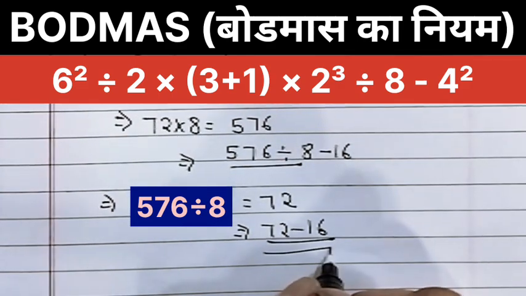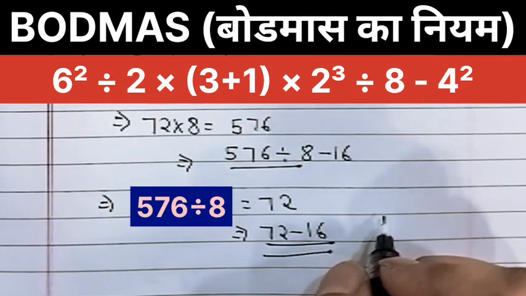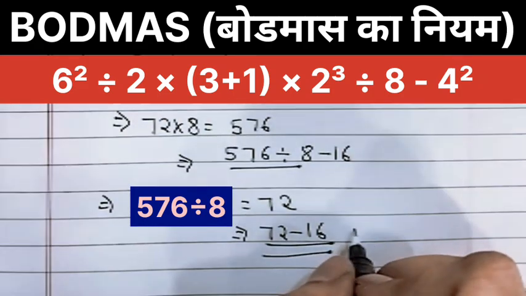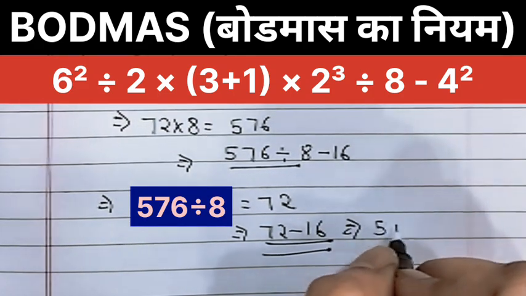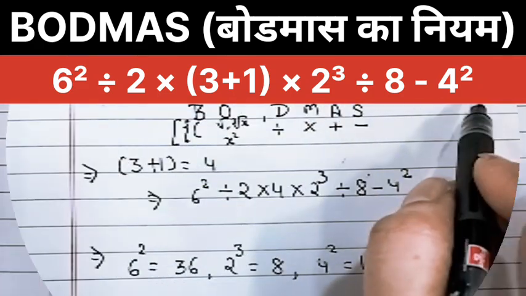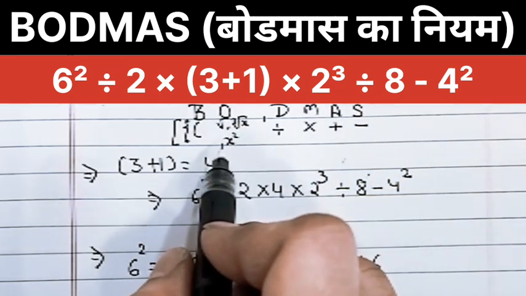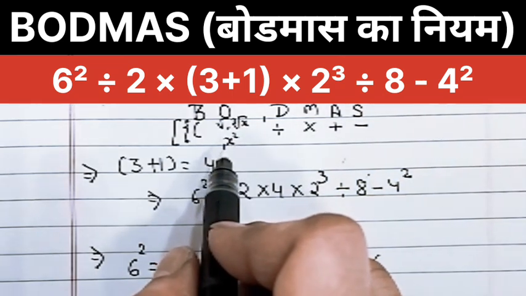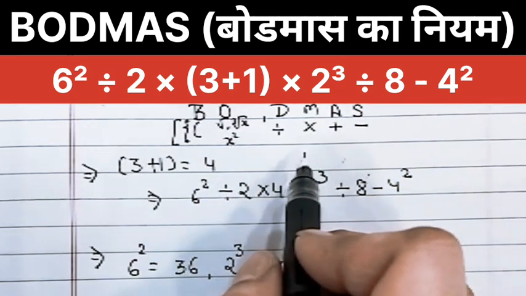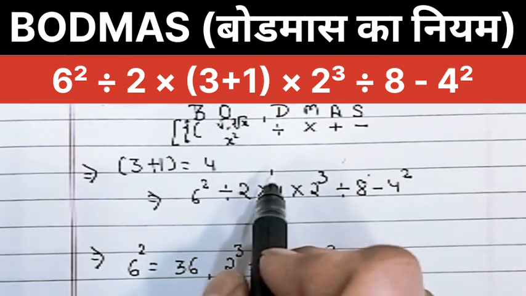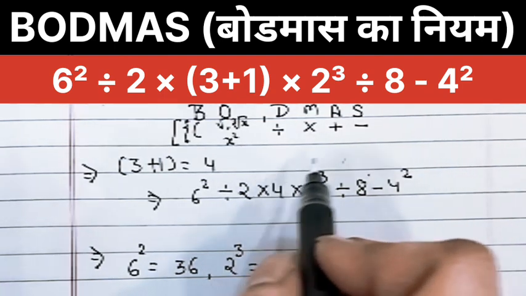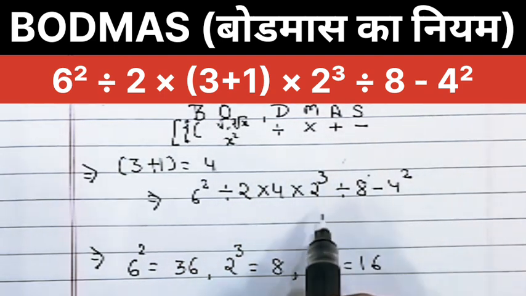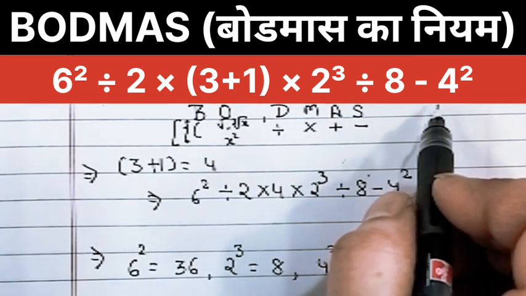Now, step 4, subtraction. Finally we perform the remaining subtraction. So, after subtraction, we get 56 as the final value. The conclusion: by strictly adhering to the BODMAS sequence, starting with grouping, resolving the powers, and then methodically processing the multiplication and division from left to right, the expression simplifies clearly to 56 as the final answer.